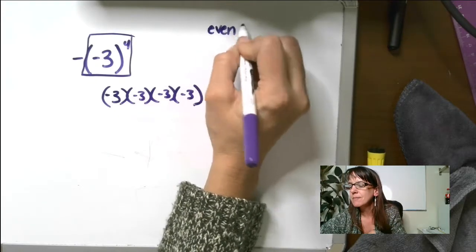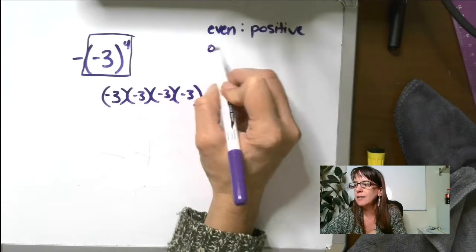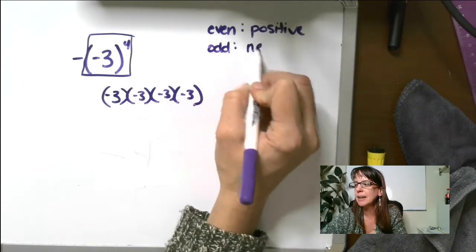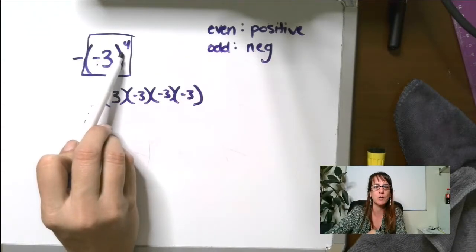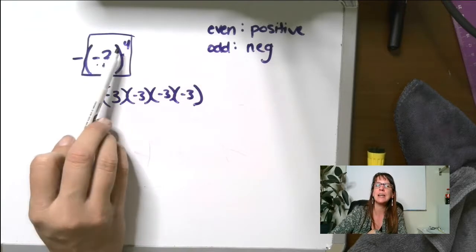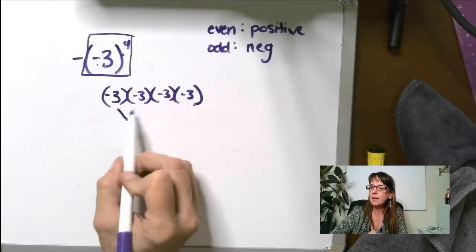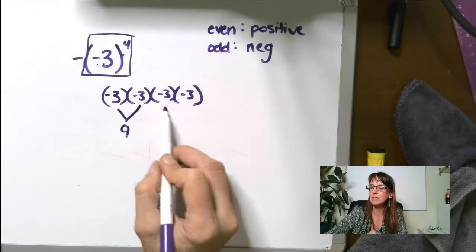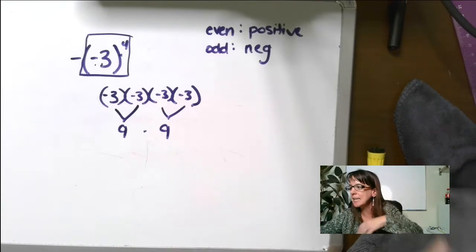Even is positive, odd is negative. So guys, if you're starting with a negative number and you have an even exponent, it is going to be positive. If you are starting with a negative number and it is an odd exponent, it is going to be negative. So -3 times -3 is positive 9. -3 times -3 is positive 9. Positive 9 times positive 9 is 81.